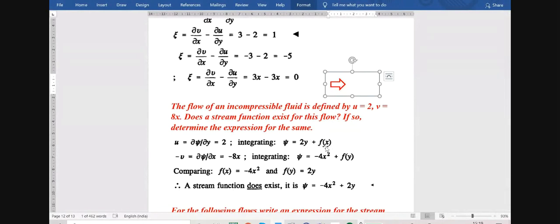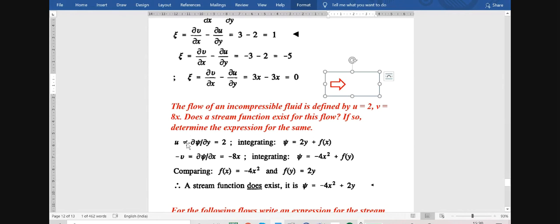What is it? ∂/∂y of 3x. ∂/∂y of 3x is 0, because f(x) is 3x, and if we differentiate it with respect to y, we will get 0. So therefore, when we are integrating this, we will get one expression plus a constant or a function of x.